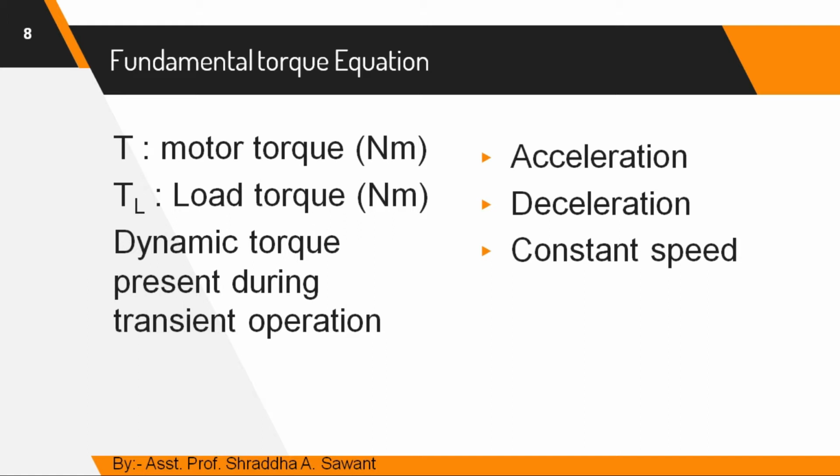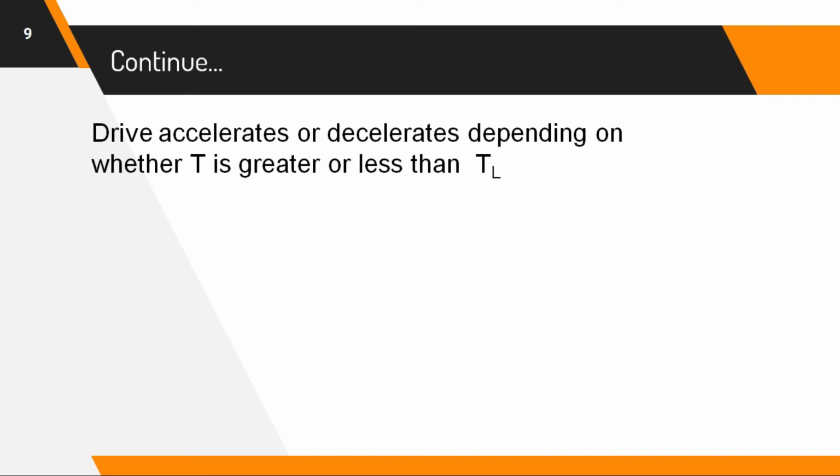Constant speed is possible when T is equal to TL. When both torques are equal, there will be no change in speed; it is a constant speed drive. The drive accelerates or decelerates depending on whether T is greater or less than TL.